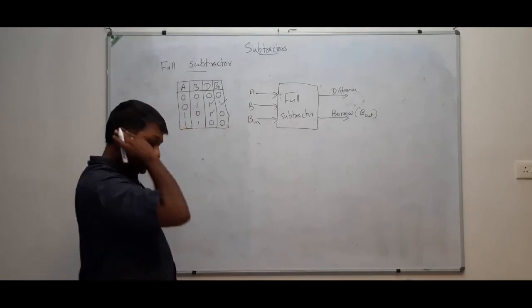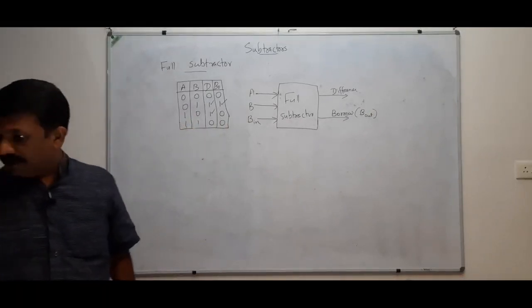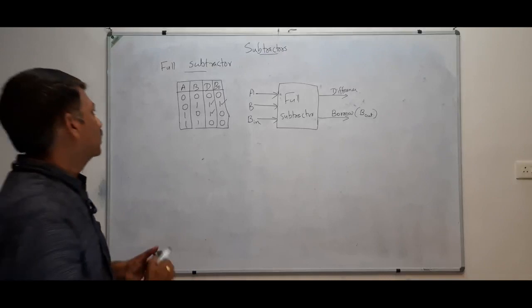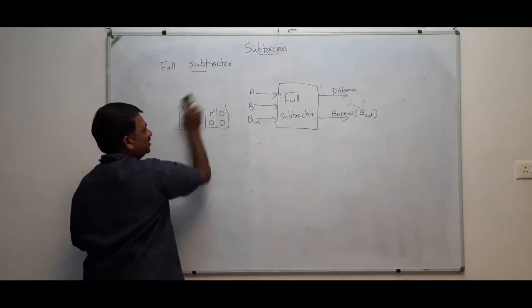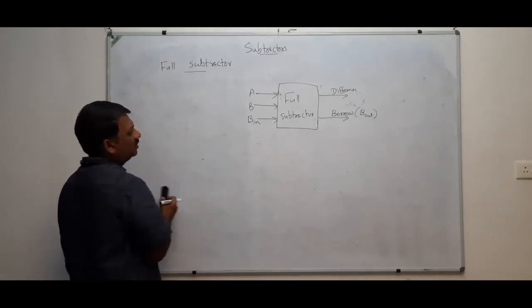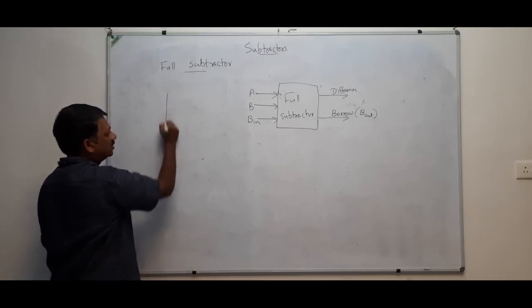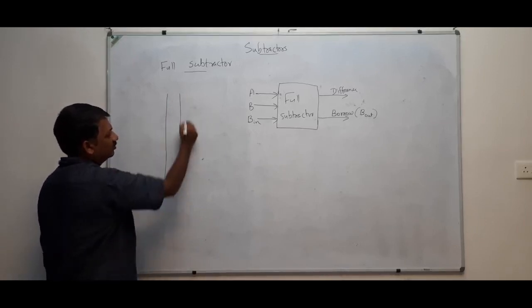Now you have three inputs. The three inputs are represented by A, B and borrow in. That means here you have three inputs.